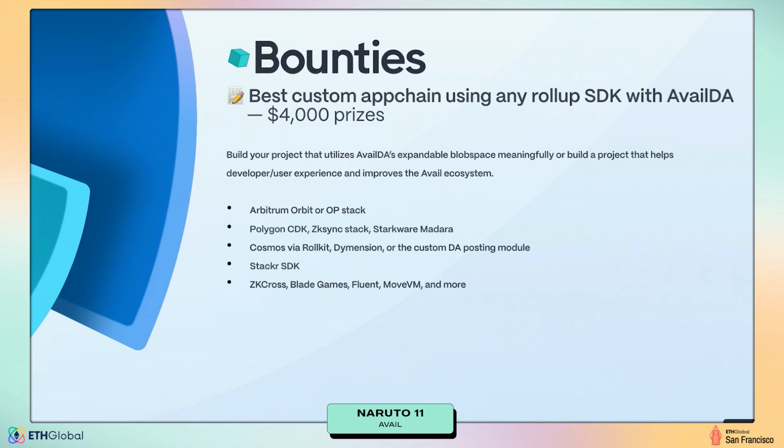Integrate the AvailD, and once the AvailD is integrated, you can build anything. There's also Stacker SDK, which is very powerful. It's a micro rollup SDK where you launch micro rollups, write your code in JavaScript, and you can build certain games. You can work on some DeFi projects. You can make an NFT project. And then you have MoveVM, Fluent. We're not going to go too much into those, but Polygon CDK, zkSync, Arbitrum Orbit, or OP stack work really fine.